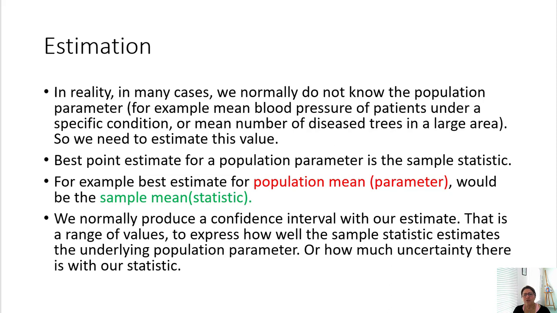We normally produce a confidence interval with our estimate. That is a range of values to express how well the sample statistic estimates the underlying population parameter, or how much uncertainty there is with our statistic.